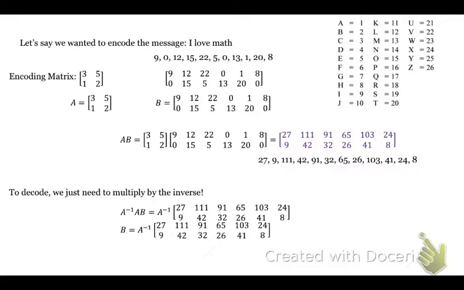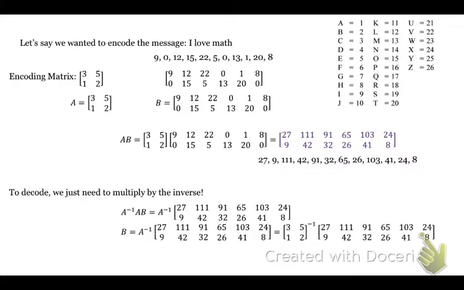And then I just let my calculator find the inverse because, why not? We have calculators. So 3152 inverse times that, and we end up right back where we started. You could pull out your calculator and check this. I promise it works. Then if we plug in, 9 equaled I, 0 equaled a space, so you end up with I love math.